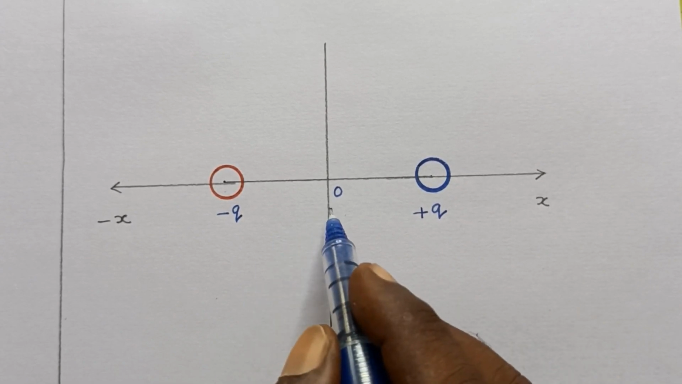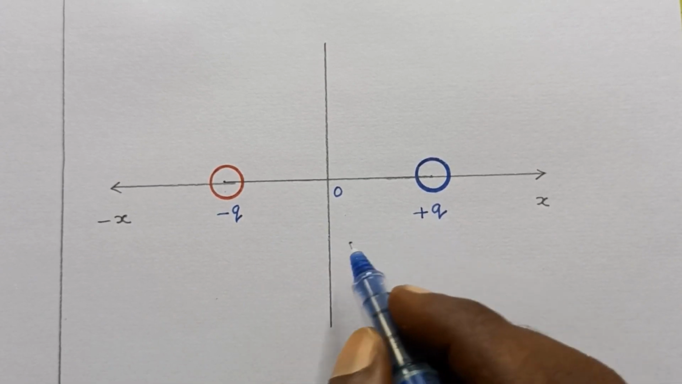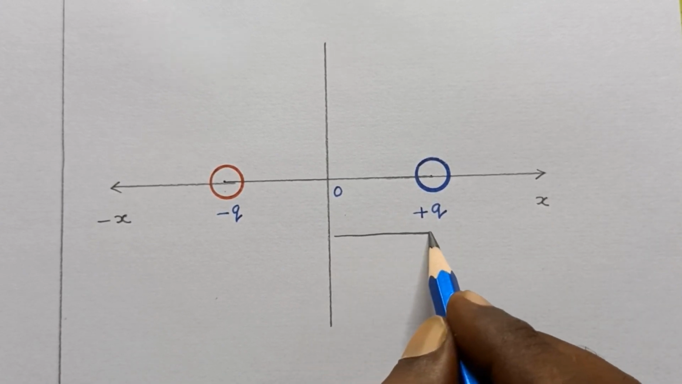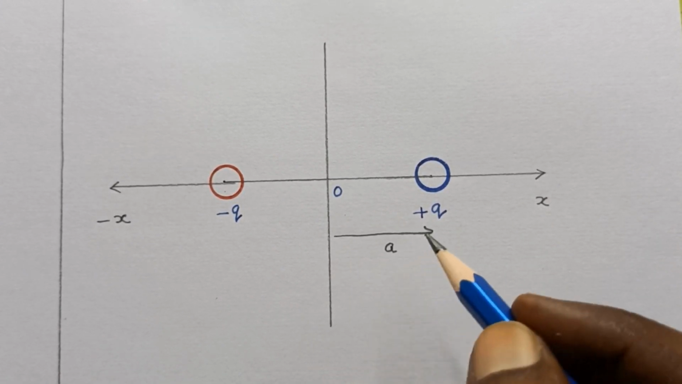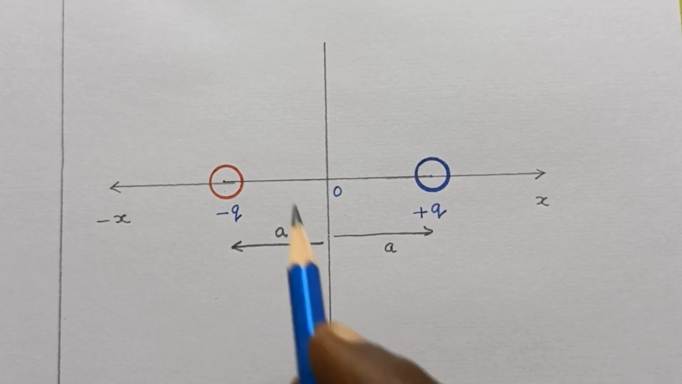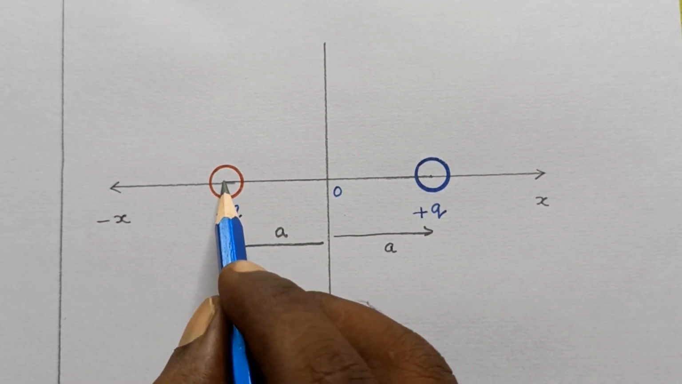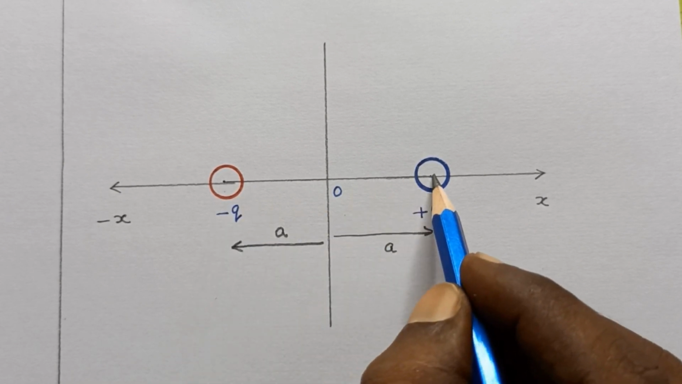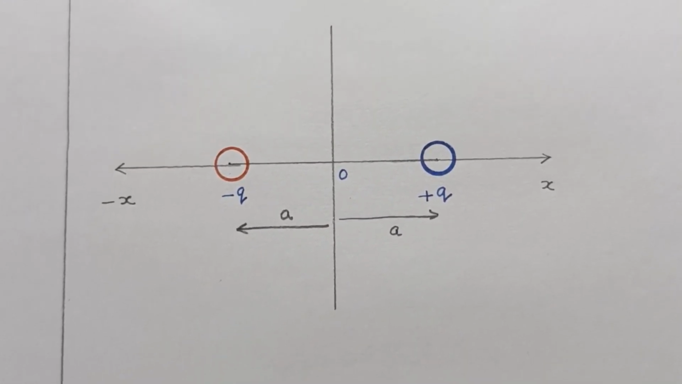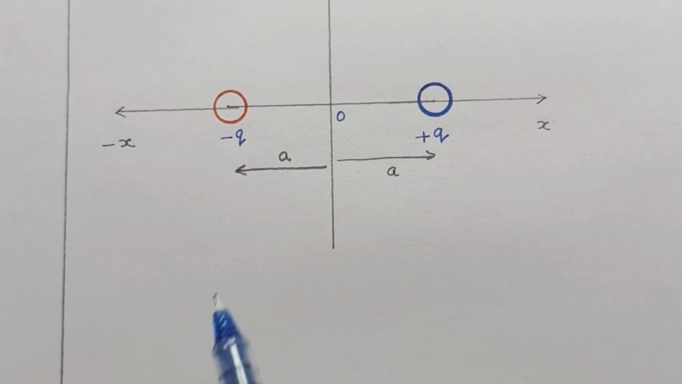O is the origin and the plus q is at a distance of a from the origin. Similarly, minus q is at a distance of a from origin. The total distance between the two charges is equal to 2a. Okay, now let us find the dipole moment P.